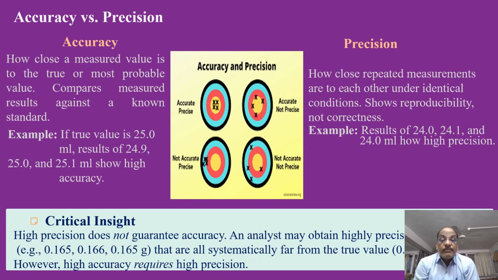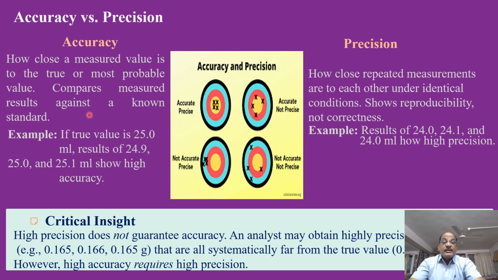Now, accuracy and precision is another important point in analytical chemistry from the analysis point of view. Accuracy, as the word itself indicates, means accurate results must be obtained. Here the diagram indicates that all these four crosses are at the center, at this yellow center, which indicates an accurate result. All the values obtained are in close relation. Accuracy is determined as how close a measured value is to the true or the most probable value, by comparing the measured result against a known standard.